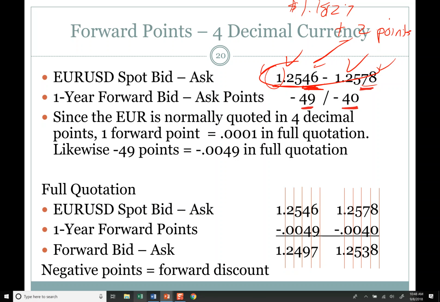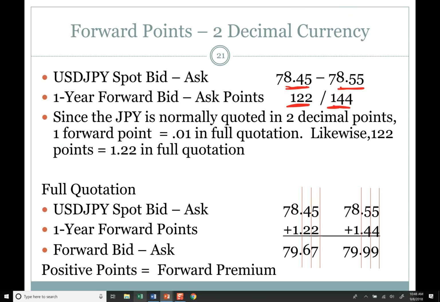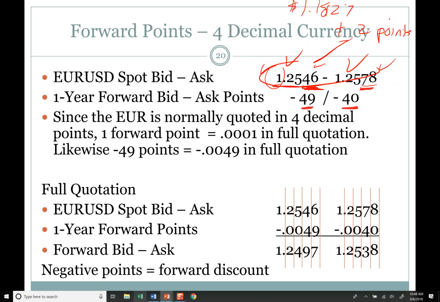So the currency just has two decimals. So your 1 point up or down is just going to be at the second decimal, just a penny, if it's a direct quote. We'll get to a 2 decimal place currency right there. But let's look at the 4 decimal place currency, the euro.